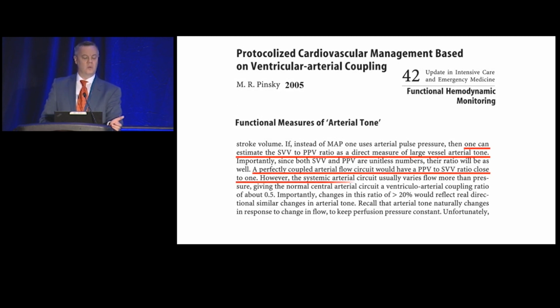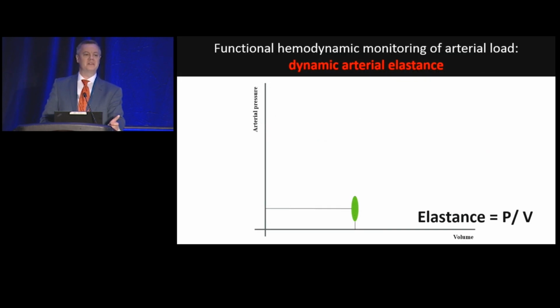A few years ago, Michael Pinsky proposed a simple ratio between the pulse pressure variation and stroke volume variation. I will try to explain the definition of this parameter. This parameter is called the dynamic arterial elastance. Elastance is a change in pressure for a given change in volume.